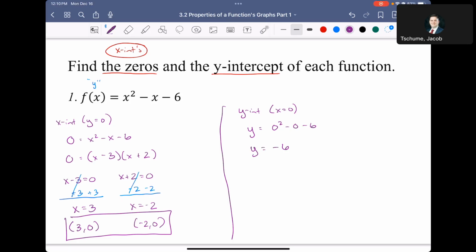If it just wants the number, your answer would be -6. But if you have to write this as an ordered pair, remember your x value is 0 and your y value would be -6. So that's a little bit of a refresher there. Remember, you have to be able to find x and y intercepts of a function as well, but they're done the exact same way as they were in chapter 1.